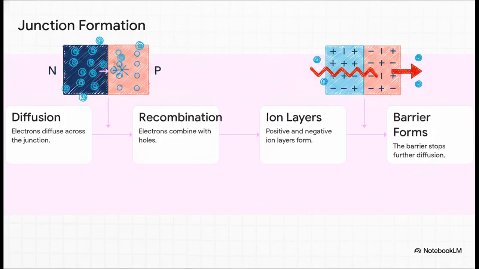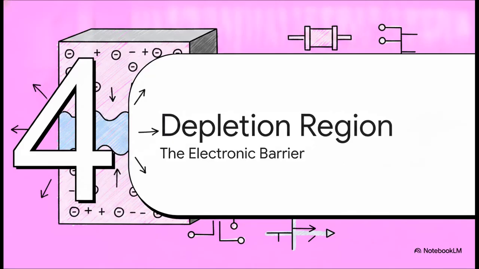Step 3, because the N region is losing its negative electrons, it becomes slightly positively charged right at the boundary. And since the P region is gaining electrons, it becomes negatively charged at the boundary. These form what we call ion layers. Finally, step 4. This buildup of opposite charges eventually gets so strong that it literally repels any more electrons from crossing. The diffusion just forcefully halts itself. Which brings us perfectly to Section 4, the depletion region barrier.